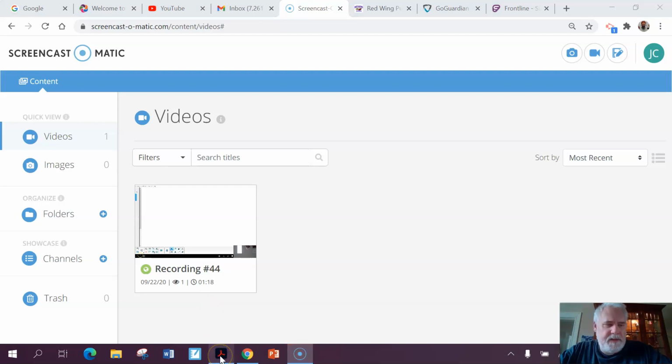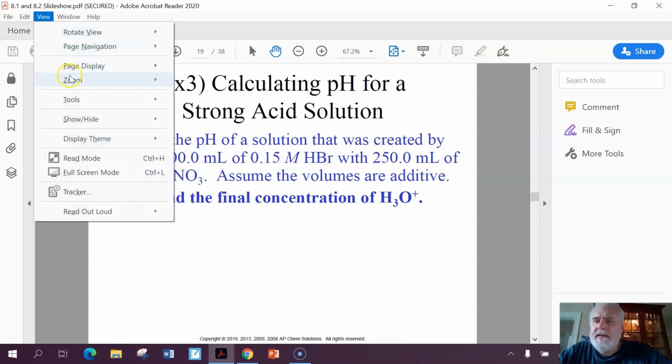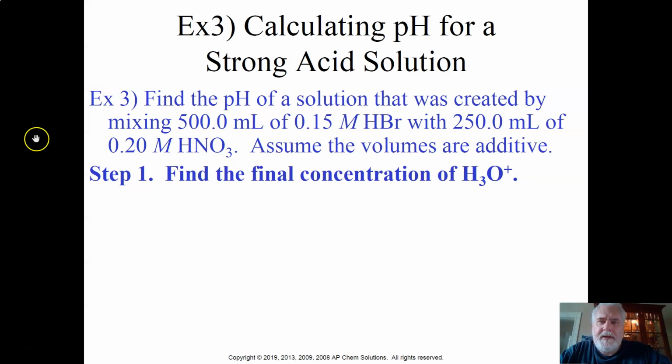All right, continuing on with our acid base lecture right here. We mentioned that this problem was a little bit more involved, so let's go ahead and take a little peek at it and see what we got here. All right, so here you have two different acids, both of them strong, hydrobromic acid and nitric acid.